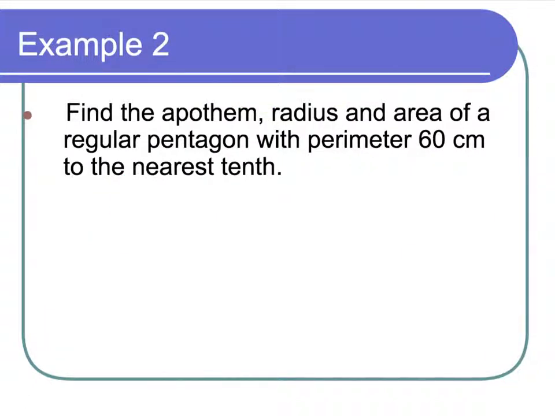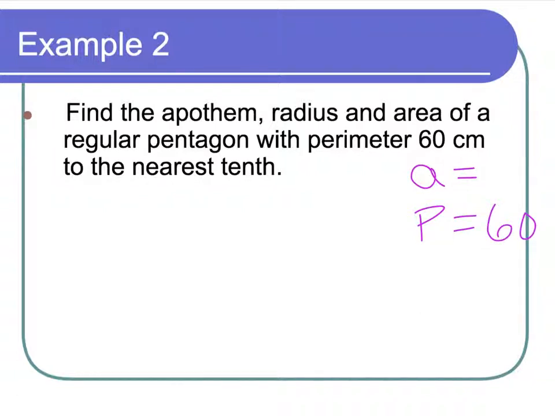Alrighty. We're just going to do a couple different types of problems. All the same type of deal, but different information given, so it seems a little bit of a different situation. Find the apothem, radius, and area of a regular pentagon with perimeter 60 centimeters to the nearest tenth. So I've already got my perimeter, which is nice, 60.